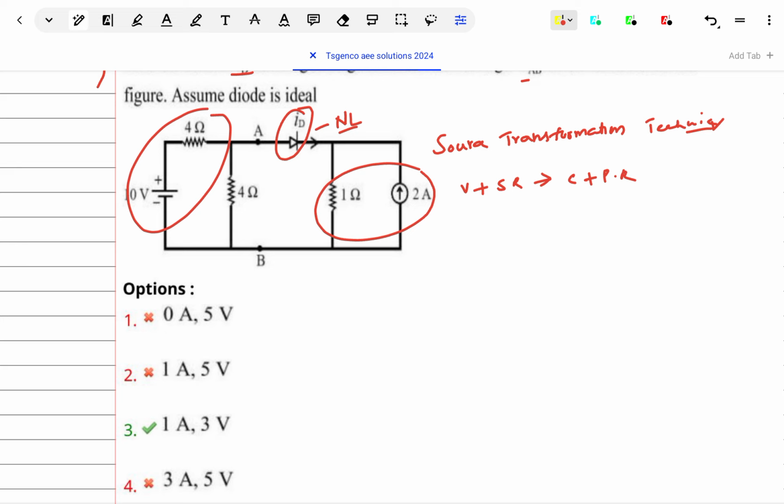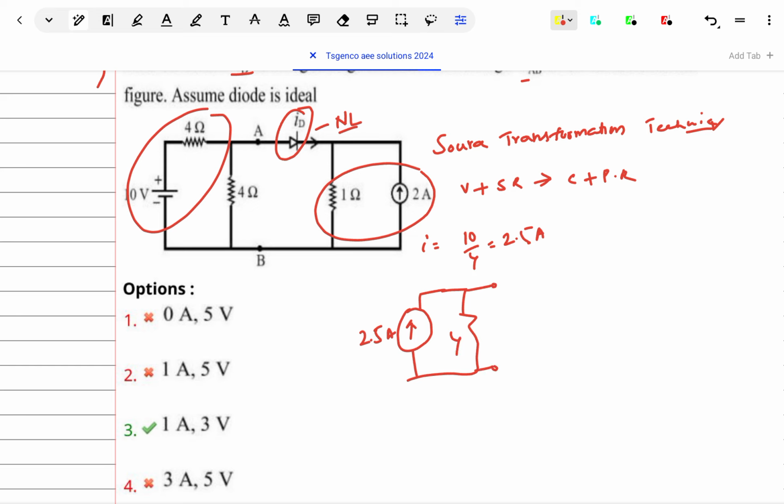So like that I will modify and I will do the network here. First of all, the 10 is in series with 4, so I is nothing but 10 by 4, which is equal to 2.5 amps. So first of all I will take 2.5 amps of current, and the resistance is in series here, now it becomes in parallel 4.